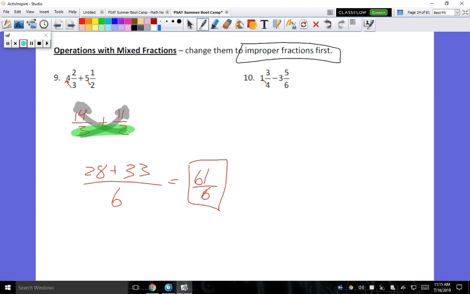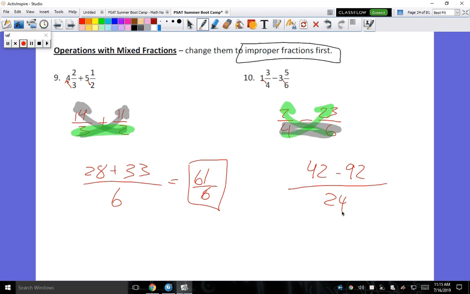So 4 plus 3, 7 fourths. 18 plus 5, 23 sixths. We are subtracting. Let's multiply up so that we get 42 minus, what is that, 92? All over, multiply the denominators together. 24. Okay? So 42 minus 92 is negative 50 over 24.